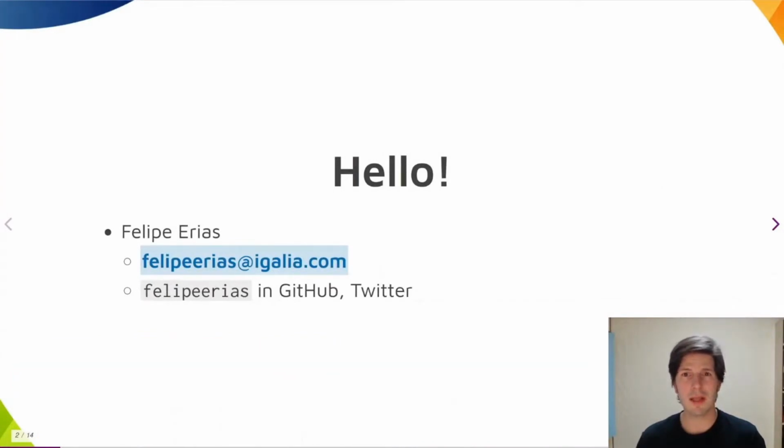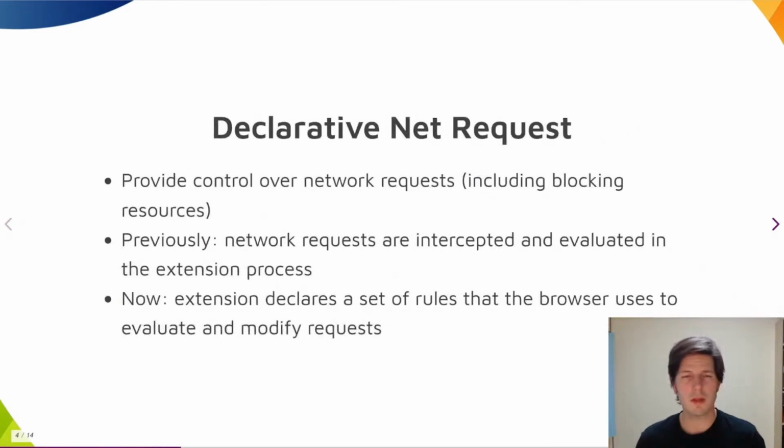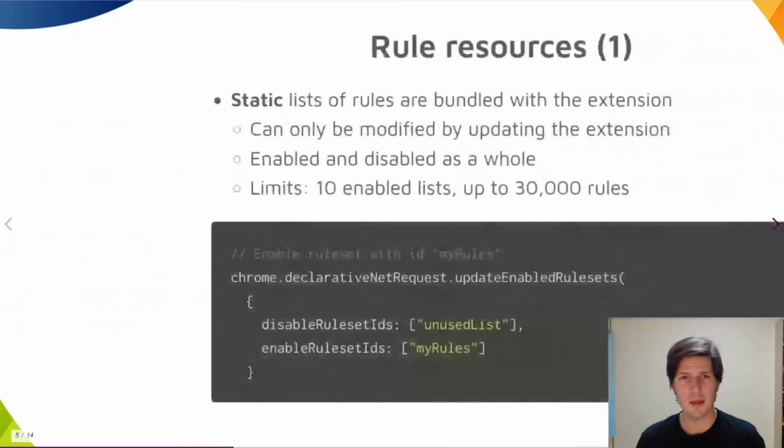I wanted to talk a bit about some of our work on the Web Extensions API. As you know, the next iteration of the Web Extensions API is called Manifest v3, and one of its main features is declarative net request, which allows the extension to declare a set of rules and then ask the browser to evaluate and modify network requests on its behalf.